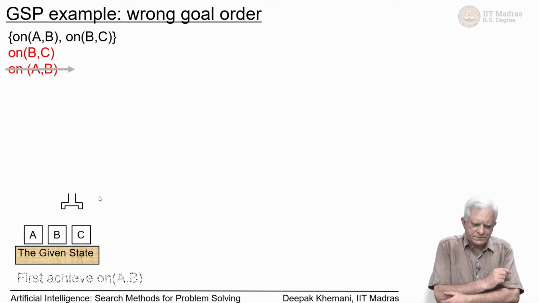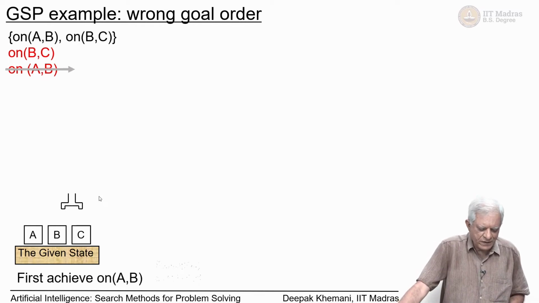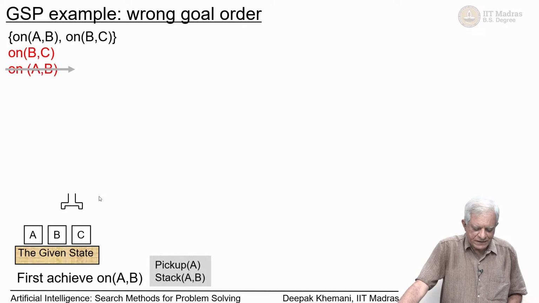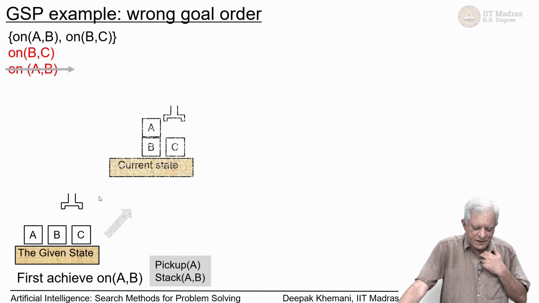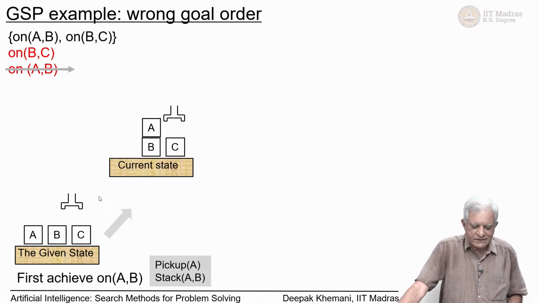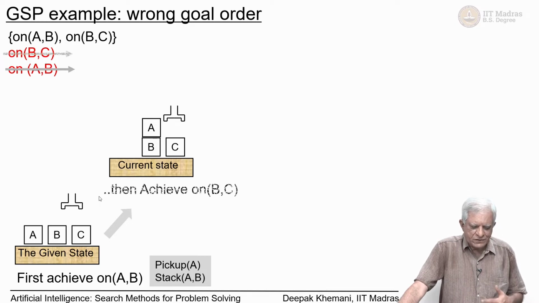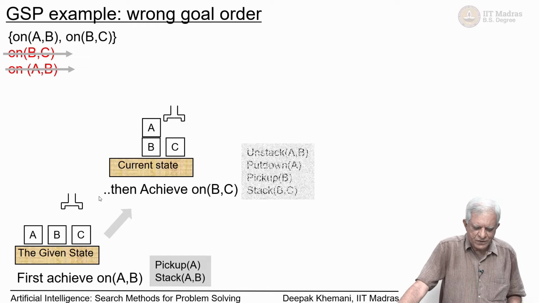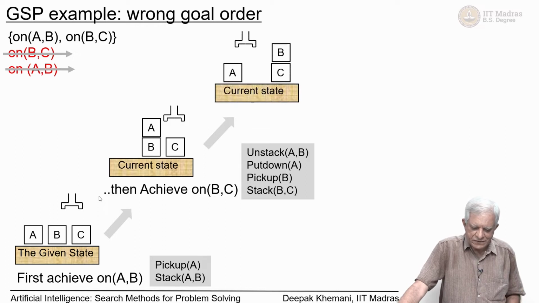First, it pops that goal on A B. So, it tries to achieve that, and it does that by simply picking up A and stacking it on B. So, you have reached the state where A is on B. Then it tries to achieve the second goal, which is to put B on C, and for that it has to unstack A from B, put it down again. So, that is taking it back to the start state here, if you notice. Then pick up B and stack it on C essentially.